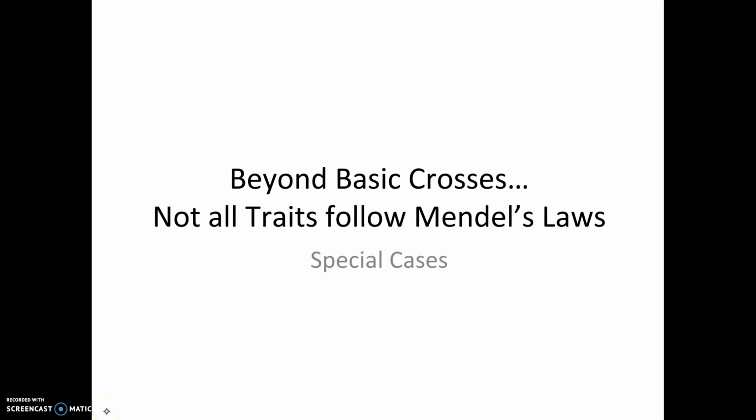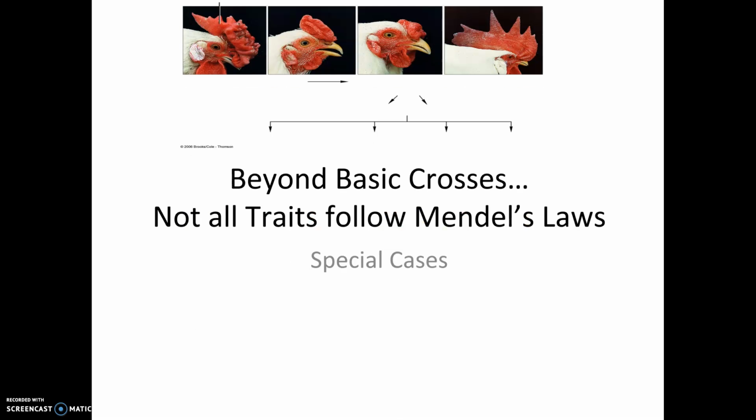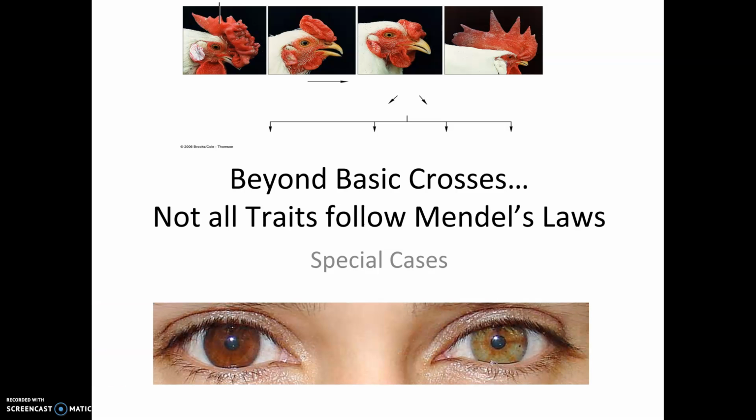Right, so let's talk about some special cases that don't exactly follow Mendel's rules. For example, in this chicken, you see the comb, the thing on the top of his head. It's not just one size or the other. There's actually 4 different outcomes there. Or what about this, where somebody has 2 different colored eyes?